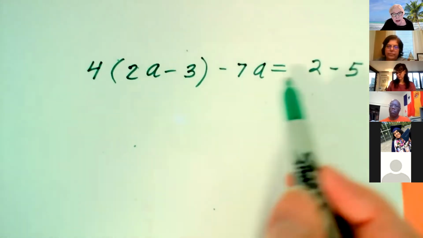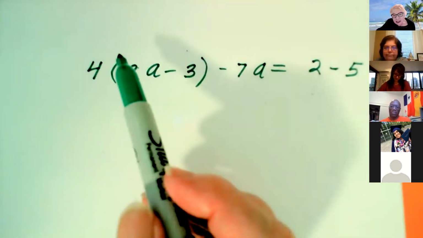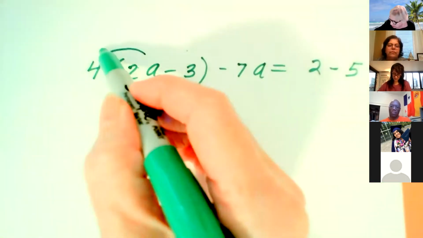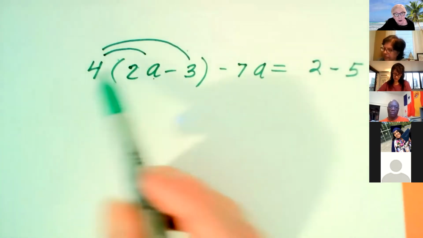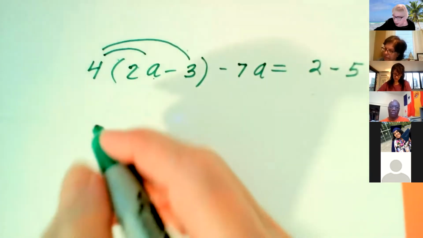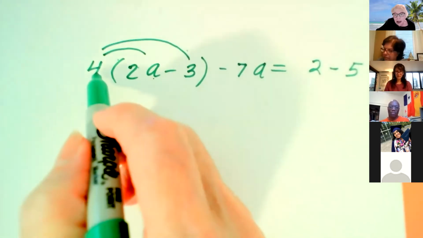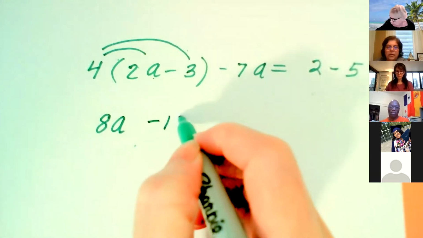If you see a mess, clean it up. And I would call this a mess, wouldn't you? It's a mess. So we're going to clean it up. And so to clean it up, I'm seeing the parentheses. I can do this. So this is 4 times each one. So 4 times 2a, 4 times 2 is 8a. And then 4 times 3, or -3, would be minus 12.